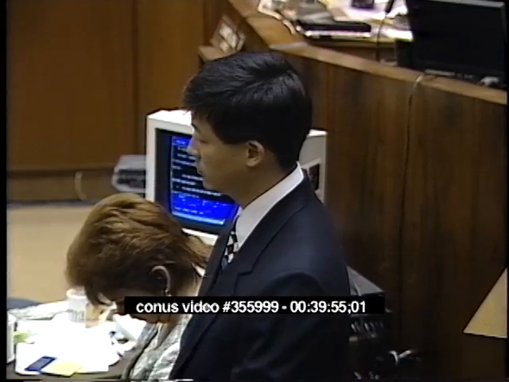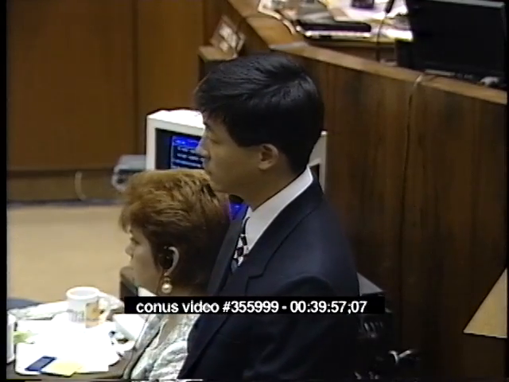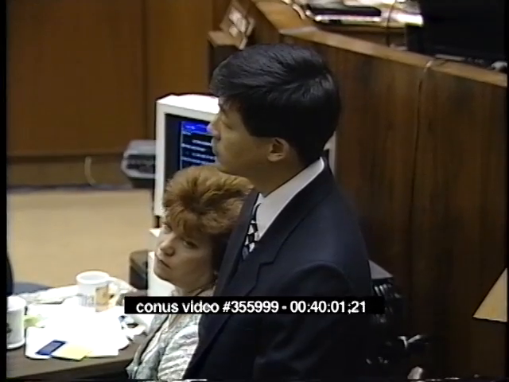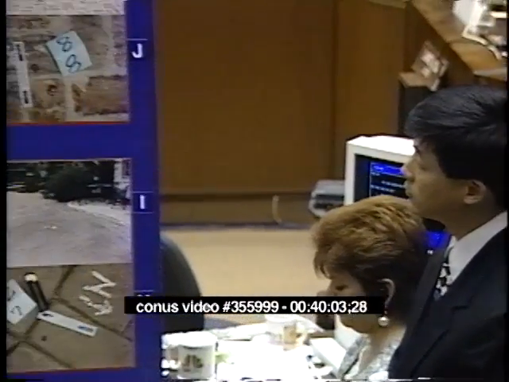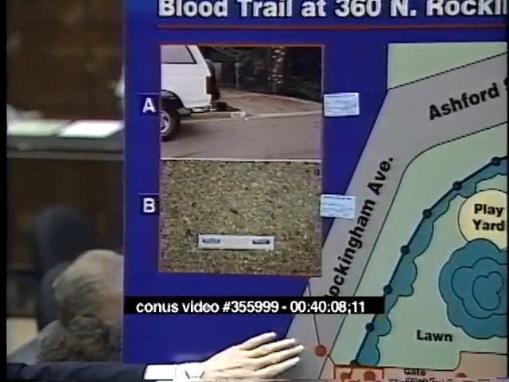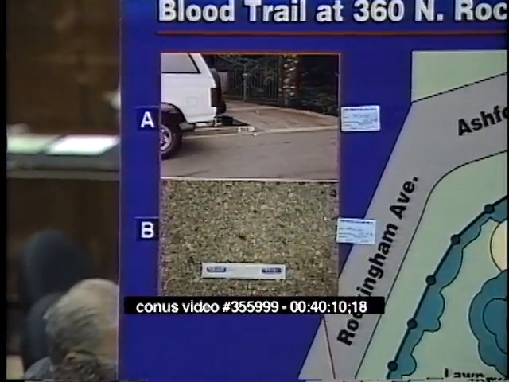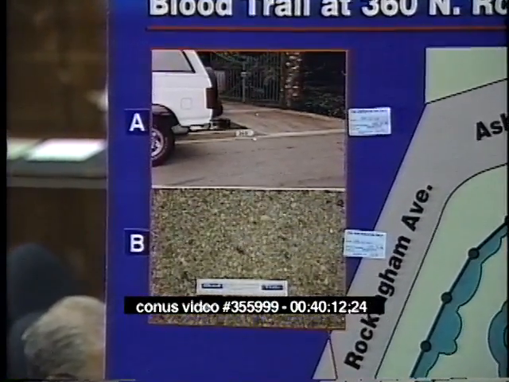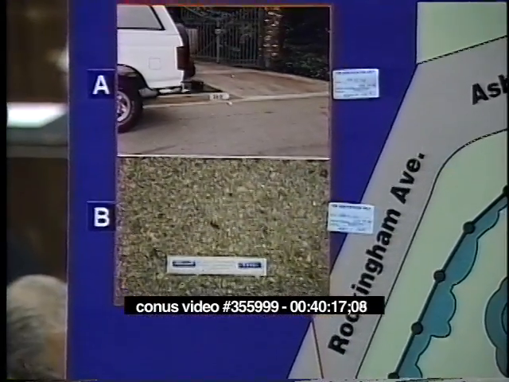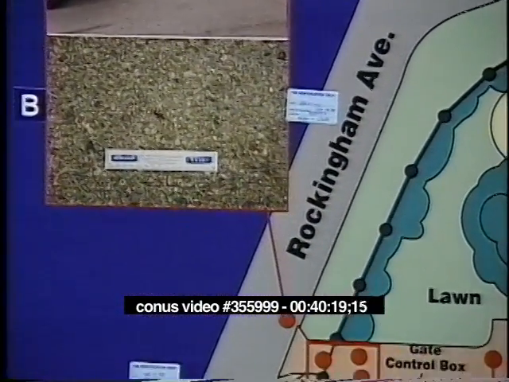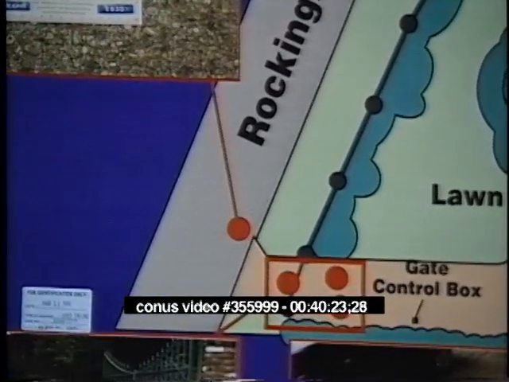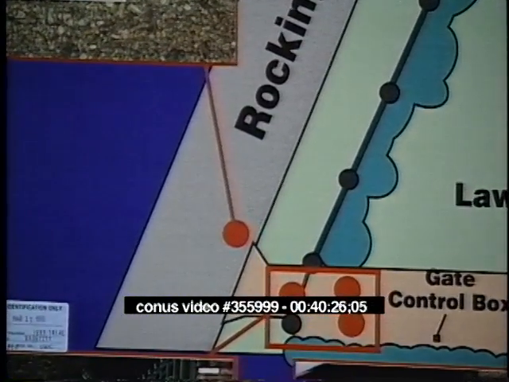Okay, now, there's also a call-out line that goes from the photographs that are labeled A and B on this diagram. What does that call-out line portray, the general area where you saw these two stains? The stains in A and B? Yes. Okay, one's in the street, the other one is in the driveway. Yes. All right.